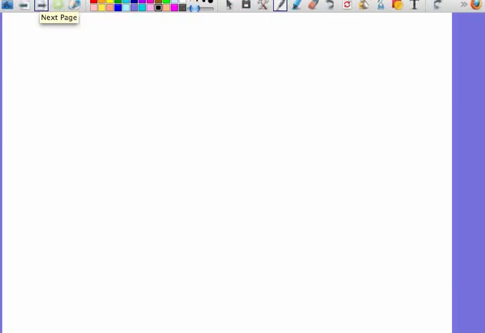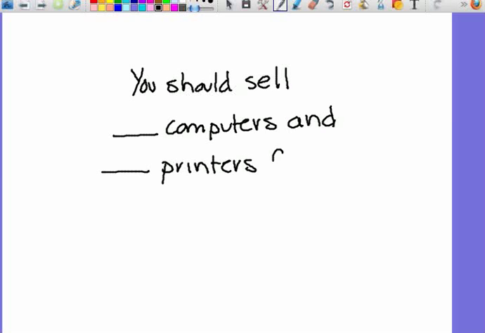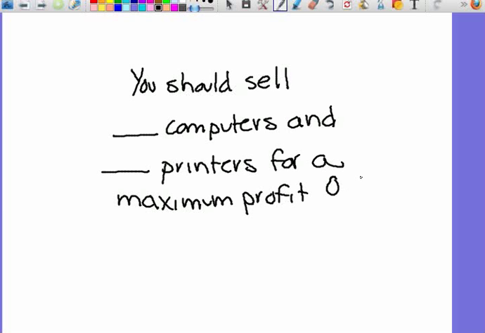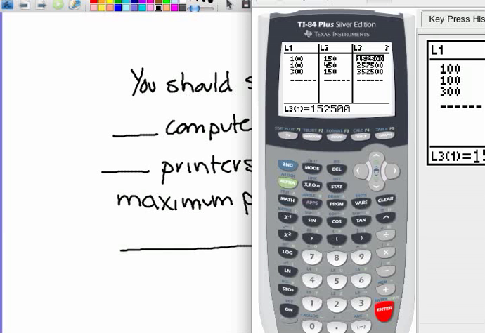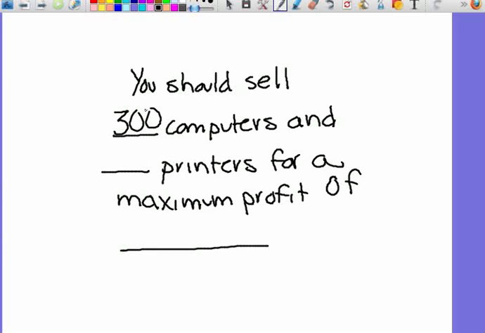Okay, so write this. You should sell this many computers and this many printers for a maximum profit of blank. Now, let me bring up the calculator so we can remember what those numbers are supposed to be. They are supposed to be 300 and 150, so 300 and 150.